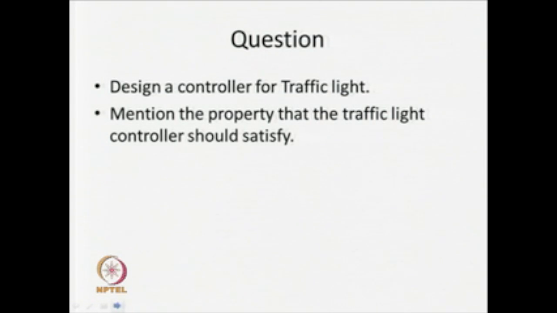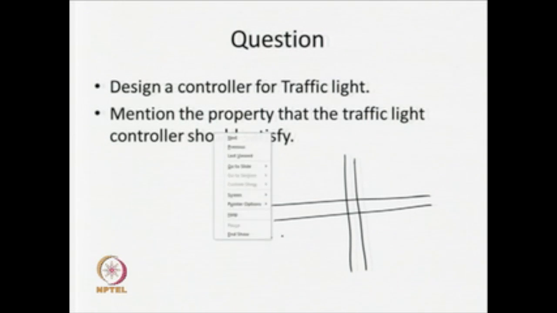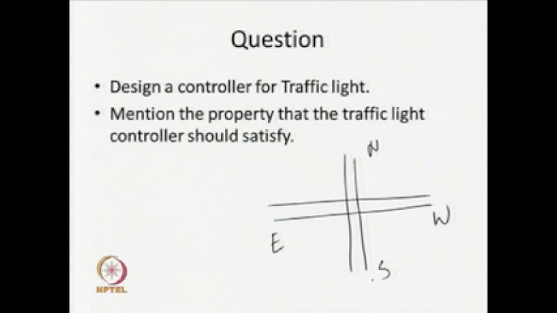Now, I am just giving a simple hint. In a traffic light controller, what will happen? I am having a road junction. Traffic can go east to west direction or north south direction. Here I can have three signals: red, orange and green. This is for the east west direction, and similarly I can have red, orange, green for the north south direction.